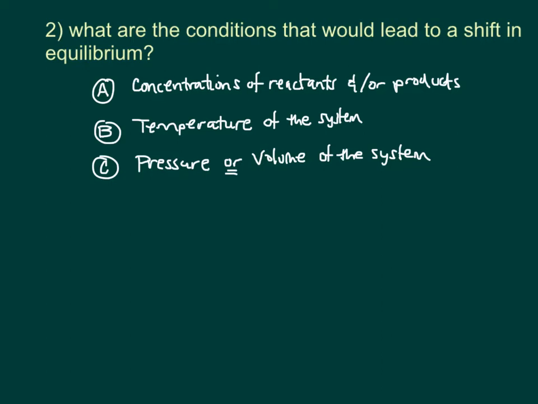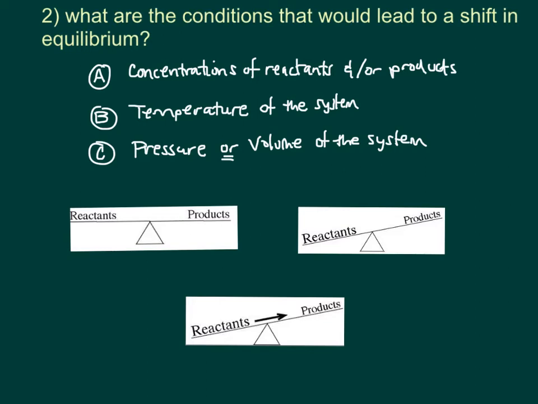I'm going to go through each one of these and talk about how changes to these things will affect the position of equilibrium. And I want you to remember that a system at equilibrium is a lot like two things on a seesaw or a teeter-totter. The reactants and the products are balanced in a way that the forward and reverse reaction are equal to each other at equilibrium. And if you do something to upset that balance, to put it off kilter, then that reaction is going to do something to try to right itself again and get back to equilibrium.